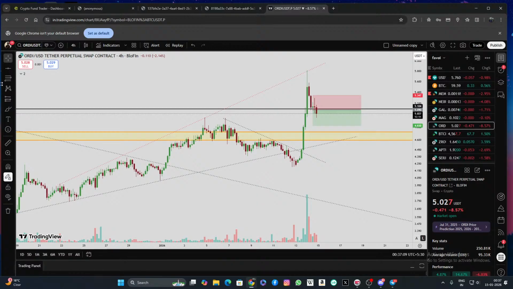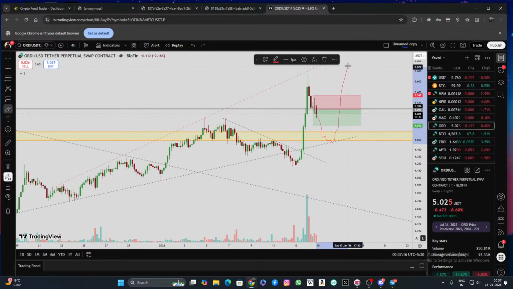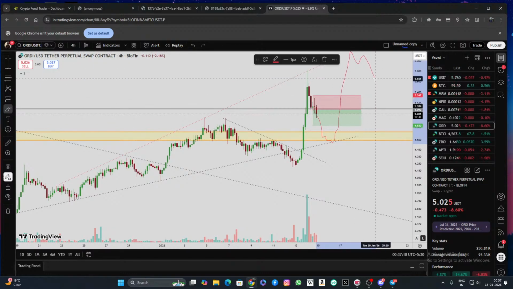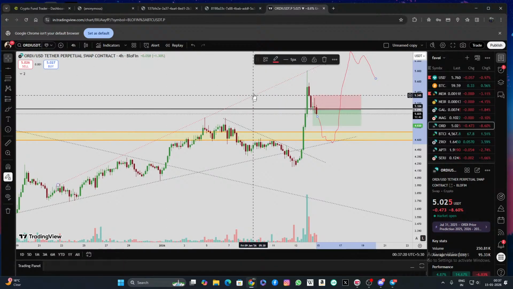Even if it comes back below here, it will take support here, then go above, then again rejection here, until it proves a solid breakout above the trend line. The market will always respect that. So that's what I'm trying to say. Now let's move into the chart patterns.